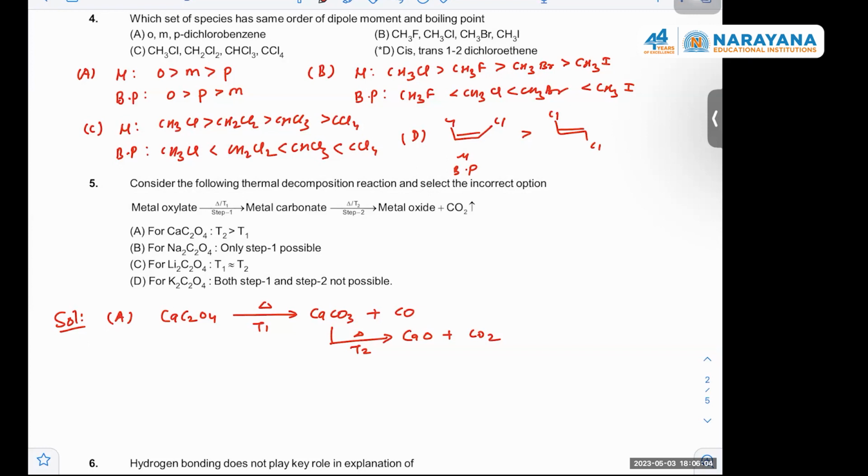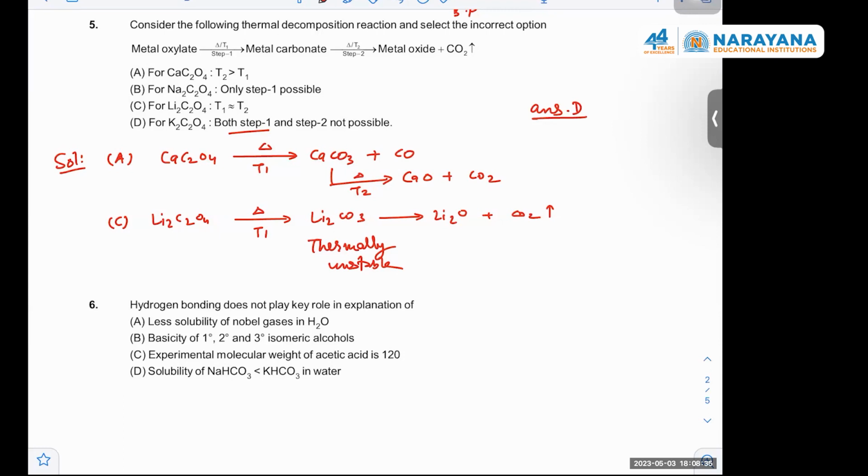In case of B also, we know that Na2CO3 does not break further, so only step 1 is possible. In case of C, Li2C2O4, that Li2CO3 is unstable. So it will break at a temperature almost the same as the temperature of oxalate breaking, because it is thermally unstable. And in case of K2C2O4, it says both steps 1 and 2 are not possible. Again, this is wrong, because step 1 is possible, like Na2C2O4. Step 2 is not possible. The answer will be D.